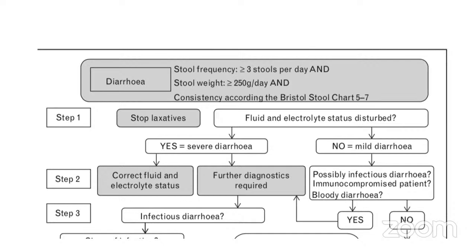But if the fluid and electrolyte status is not disturbed, it is mild diarrhea. Then check for possible infectious diarrhea, immunocompromised patient, or bloody diarrhea. If it is present, then again you go for step 2, where you start investigating these patients. So step 3 is that most probably it is an infectious diarrhea. Next slide, sir.